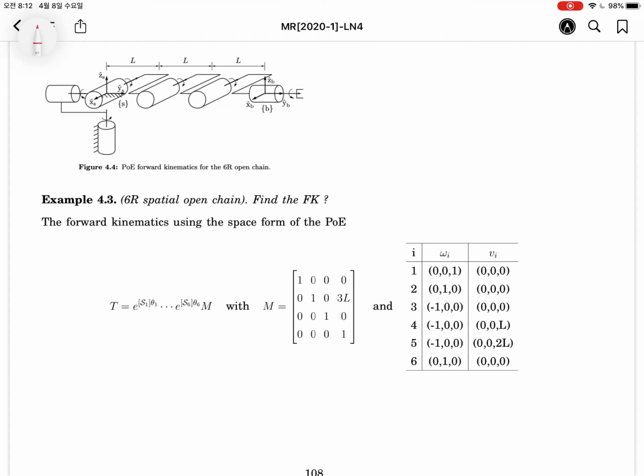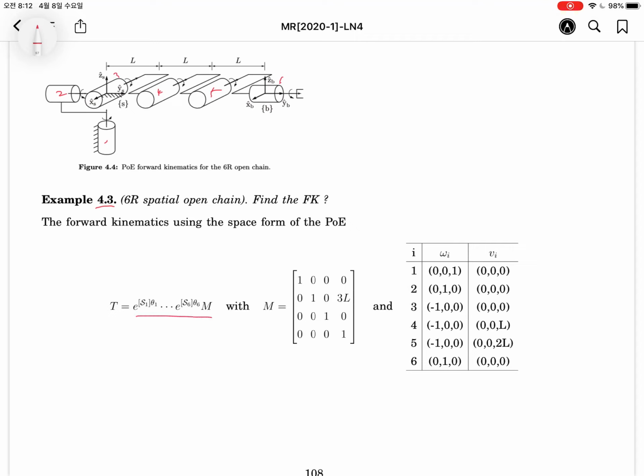Let's continue the latter part of chapter 4. Now we will deal with example 4.3, a 6 special open chain. Here we have the 6 revolute joints: 1, 2, 3, 4, 5, 6.